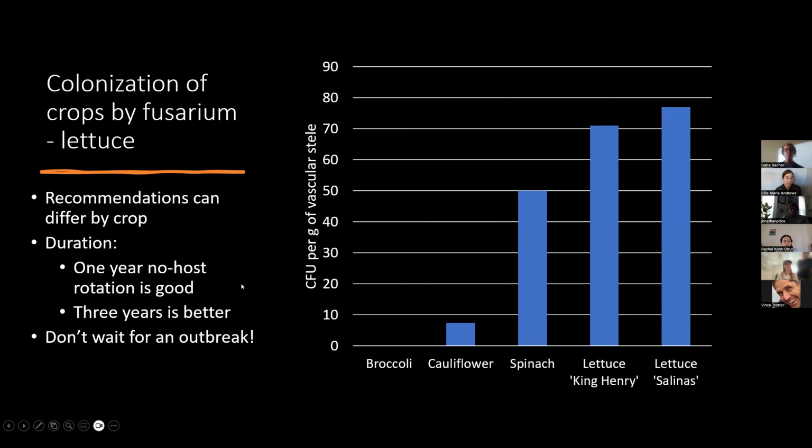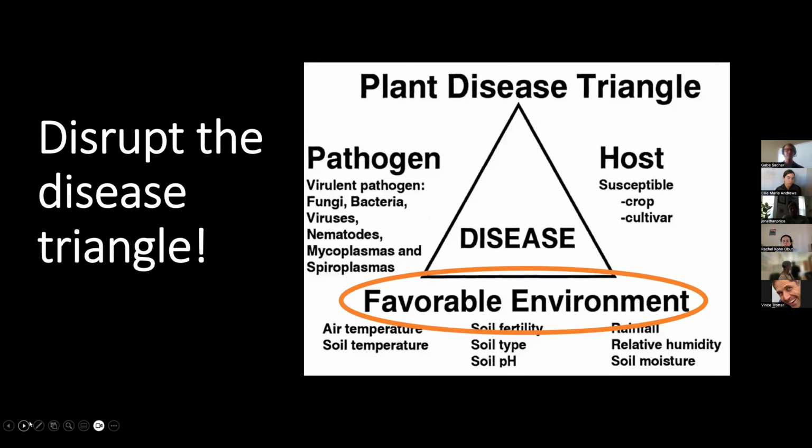The rule of thumb is 1 year out of your susceptible host is a good level of control, but 3 years is much better. And this only works if you get it before there's an outbreak. So this won't really remediate your soil unless you're really ready to spend a lot of time, but it will help sort of nip a Fusarium wilt in the bud if you get it early.